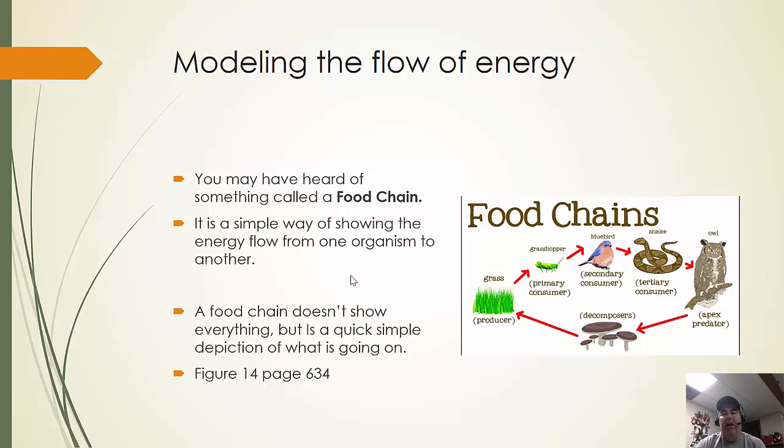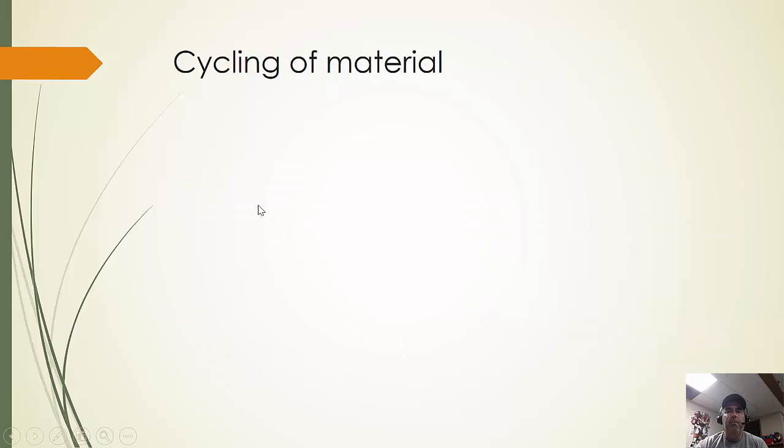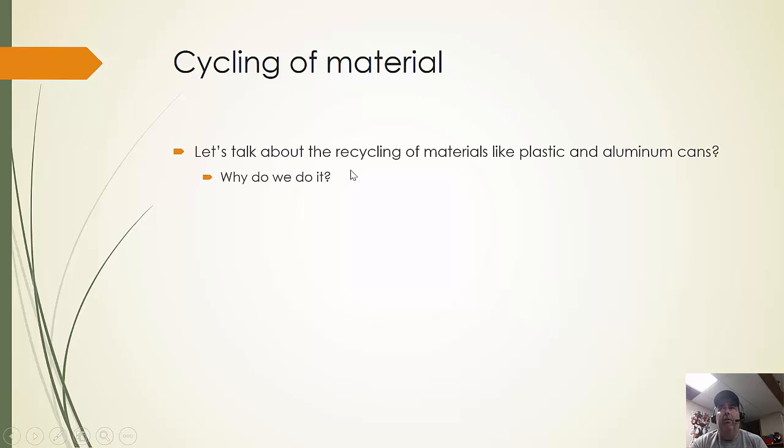Okay, so like I said, you've got mine, and you've got the one also on page 634. As we talk about the cycling of material, the first thing I want to do is talk about recycling, things that we're familiar with. Sometimes downtown you've got the Girl Scouts and Boy Scouts that do some of the recycling. They pick up the different types of plastics, and they take the aluminum cans and things like that. So why do we do it?